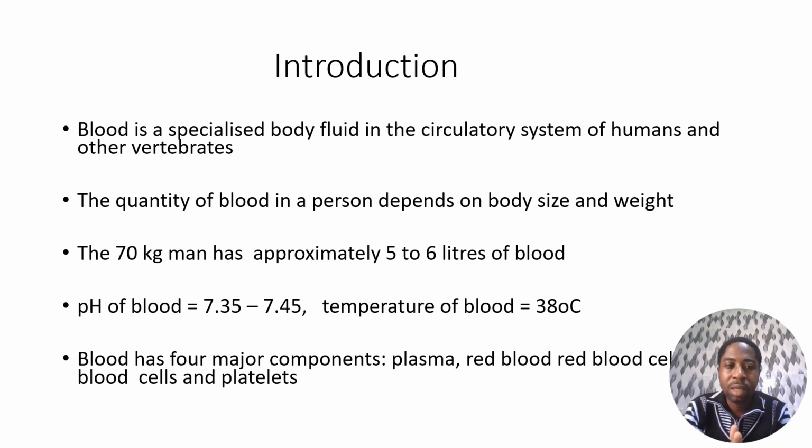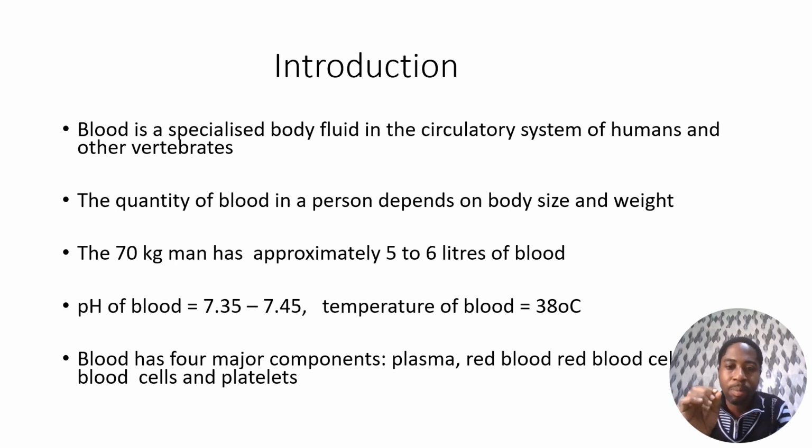The pH is a measure of how acidic or basic a solution is. So, for example, a pH of 7 is a neutral pH. It is neither acidic nor basic. If the pH falls below 7, that solution is said to be acidic. If the pH is above 7, that solution is basic. So a pH of blood ranging from 7.35 to 7.45 implies that blood is slightly basic.